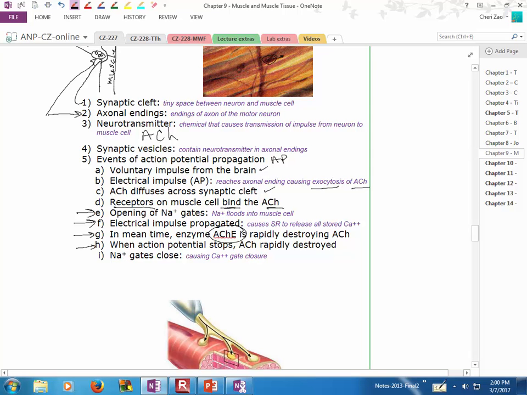So that's our next part here. When the action potential stops, acetylcholine is rapidly destroyed, the sodium gates close, which will then, of course, cause the calcium gates to close, which will then cause us to be able to sequester calcium back into the sarcoplasmic reticulum.